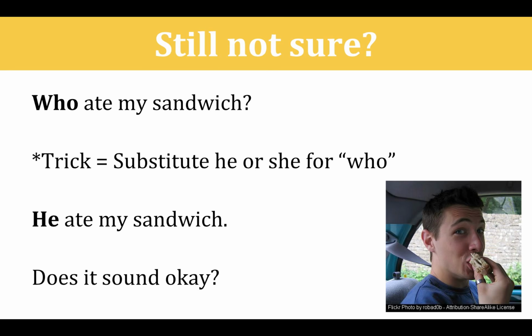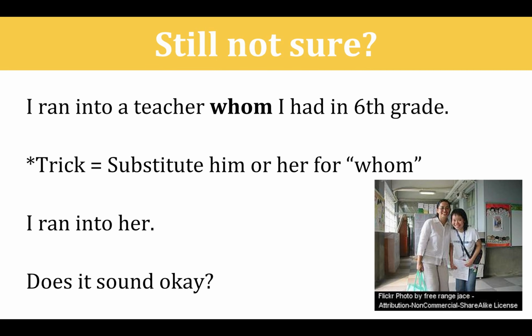Now let's take a look at whom. The example sentence is, I ran into a teacher whom I had in 6th grade. Now the trick here is to substitute another objective pronoun for the word whom in the sentence. So you can substitute him or her for whom and see if it sounds okay. I ran into her. Right? So I'm using the word her, which is an objective pronoun, to substitute for the word whom. It sounds okay, so I know I've made the correct decision.